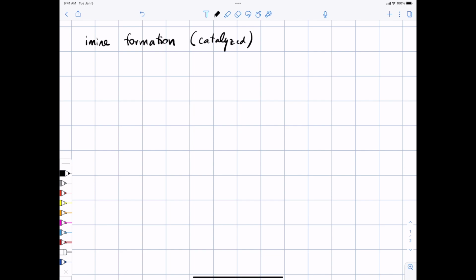Starting with a ketone or an aldehyde, the first step is attack of the amine on the ketone to give you a tetrahedral intermediate. That looks like this. Now, as to whether the amine can attack directly or whether the carbonyl oxygen needs to be protonated first, that can depend on the nucleophilicity of the amine, and your text gives you some insights into that. But basically, the more basic the amine is, the more reactive the amine is, the more likely it is to be able to attack first.